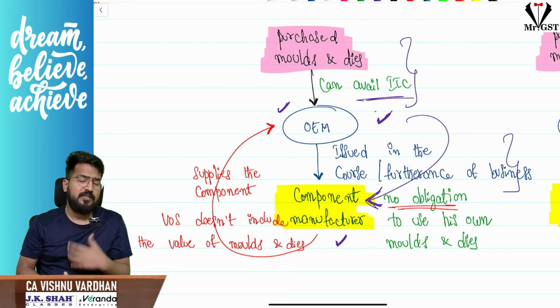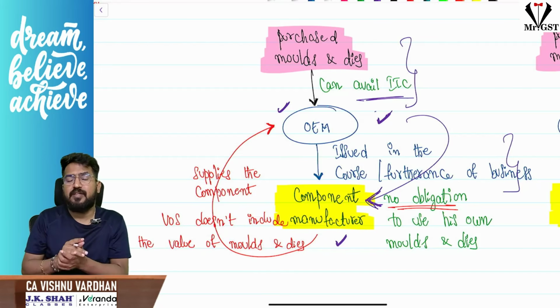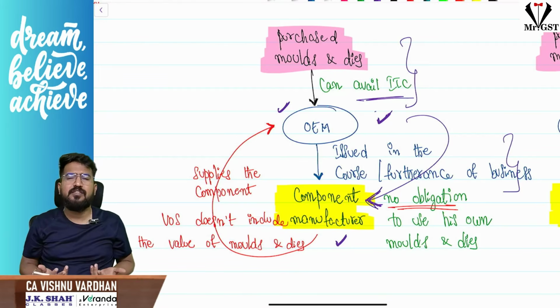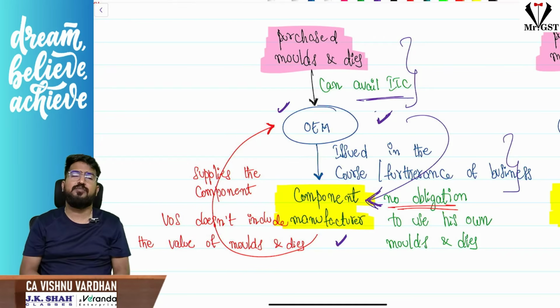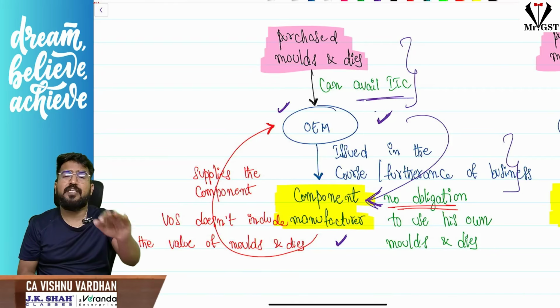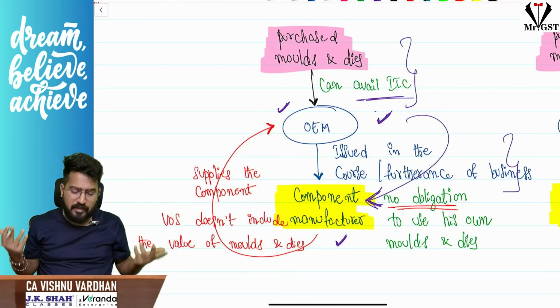Very simple. I am the original equipment manufacturer and you are the component manufacturer, I am asking you to manufacture my laptop batteries. I am buying the molds and dies for that and I am giving it to you. Can I avail ITC? Yes, I can happily avail ITC because I am giving that to you in the course of furtherance of business only, for getting my products manufactured only. Now the important point here is, you don't have any obligation to buy molds and dies. I will be providing, then happily I can avail ITC of that.